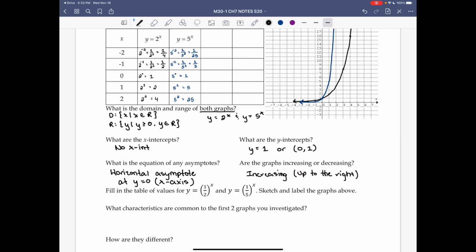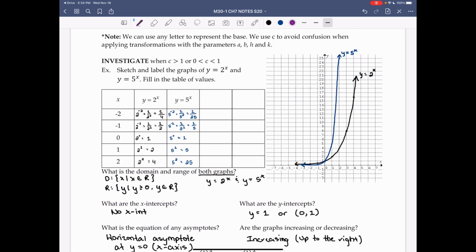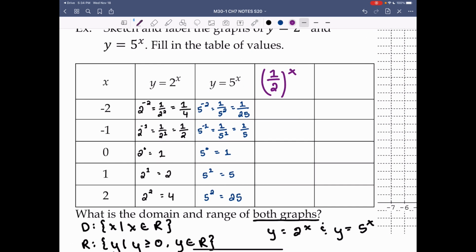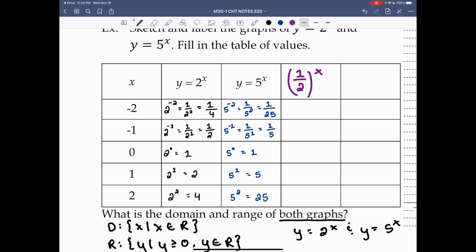Fill in the table values for y equals 1/2 to the power of x and y equals 1 over 5 to the power of x. Sketch and label the graphs above. Now we're filling in the table for 1/2 to the power of x. If x is -2, we have 1/2 to the power of -2. We flip the base fraction, which gives us 2 over 1 to the power of +2, which is just 4.